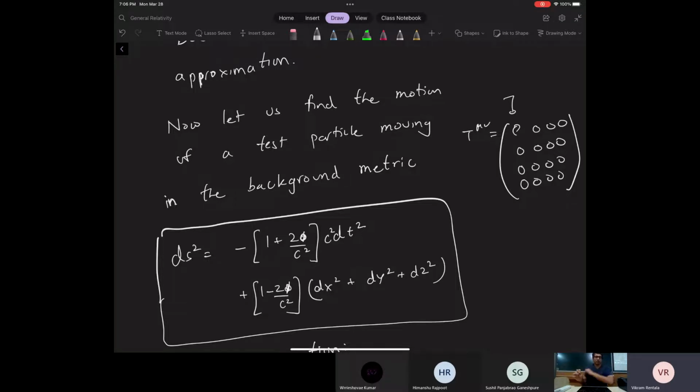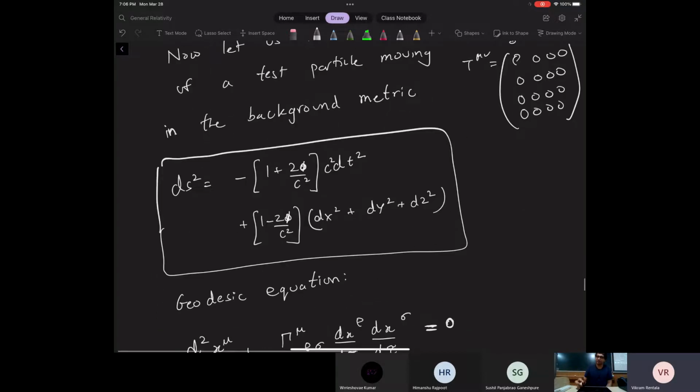The metric works out to be of this form: ds squared is -(1 + 2 phi over c squared) c squared dt squared + (1 - 2 phi over c squared)(dx squared + dy squared + dz squared). I was not very careful with keeping track of the factors of c when deriving it, but you can always stick in the factors of c by dimensional analysis.